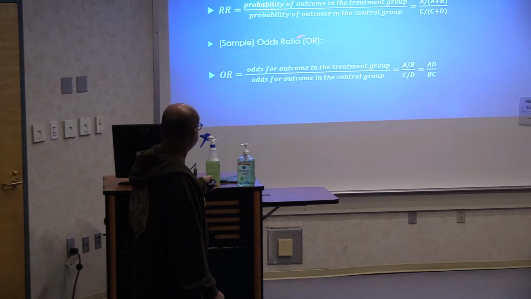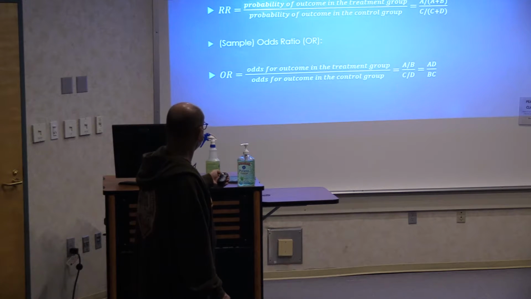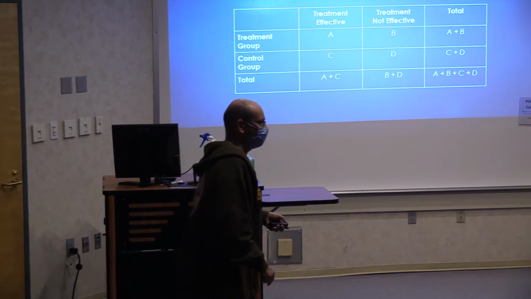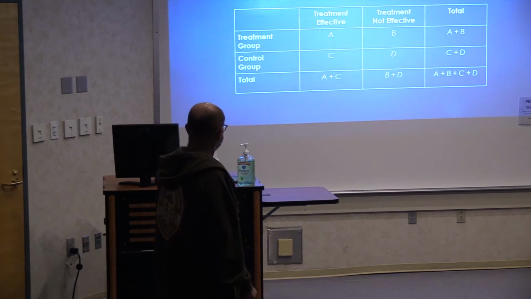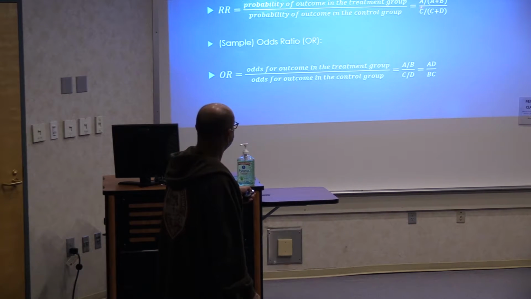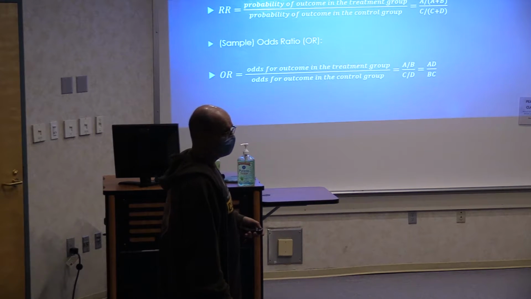And then the probability for the outcome in the control group will be C over C plus D. If you look back here, that will be C over the total, C plus D. Those are the two probabilities for the two groups, for the outcome of interest. That's why you see A and C in the numerator of both the numerator and the denominator.